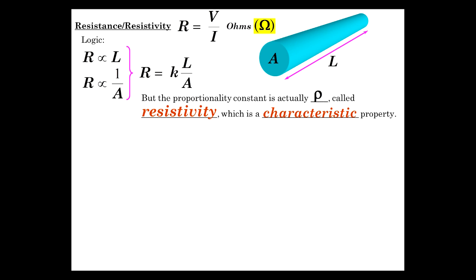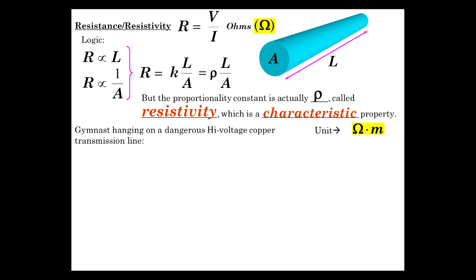All right, so let's do an example. Well, we can just rewrite this as rho L over A. All right, K is rho, so there it is fully expressed. The unit is the ohm meter, and it may seem a little funny, but that makes it consistent. And so here we go.